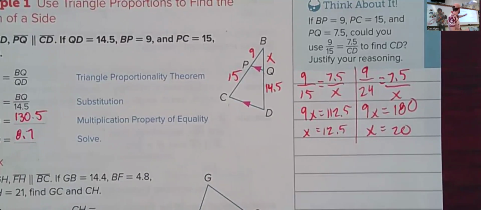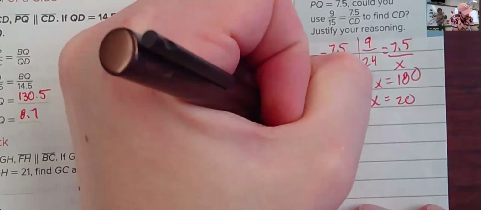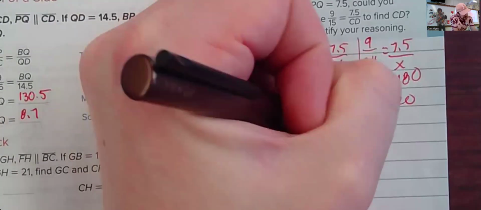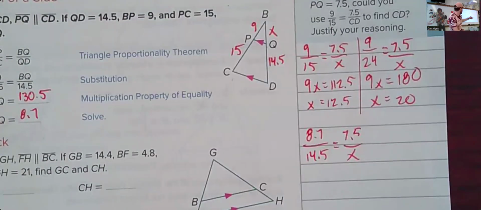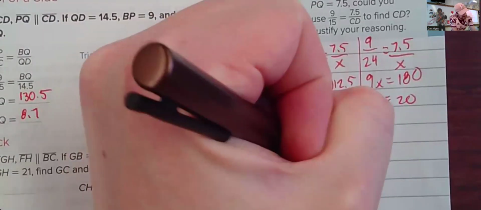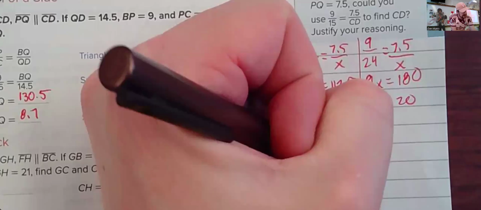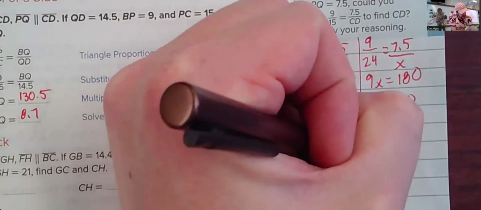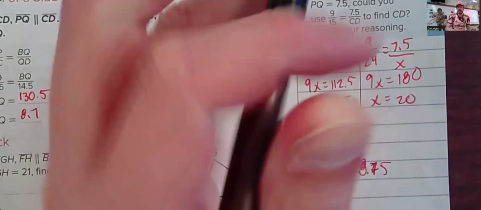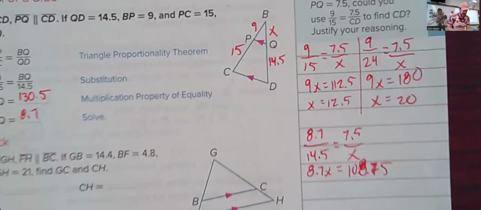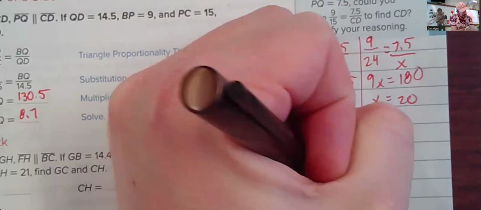Another way to check is because we already know what BQ equals, it equals 8.7. We could try this another way. We could say 8.7 over 14.5 is equal to 7.5 over X. And if we cross multiply here, that'll be 8.7X equal to 7.5 times 14.5. And this is using the triangle proportionality theorem again. That's 108.75. If we divide that by 8.7, we get X equals 12.5 again.